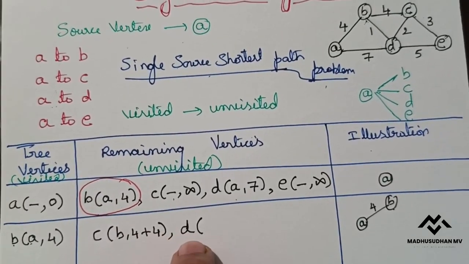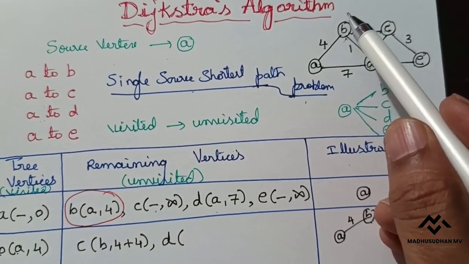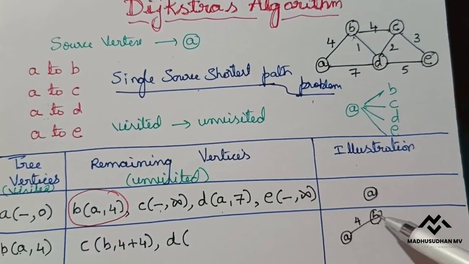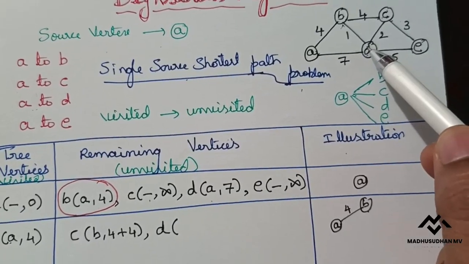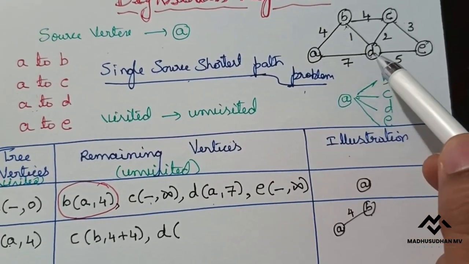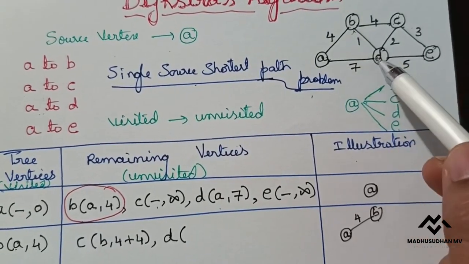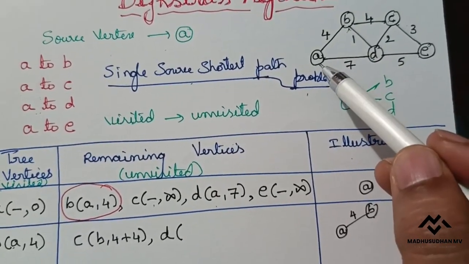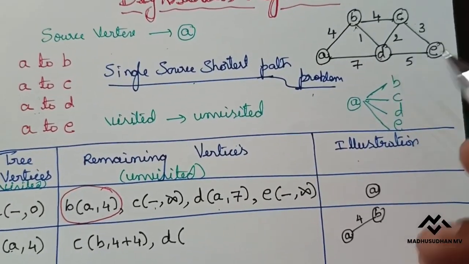So now similarly for D. D earlier is 7. Now check. Right now I'm in B. I moved from A to B. So from B to D is 1. So instead of reaching from A to D directly, if you reach through B like this, my distance is 5. So which is lesser, 7 or this path 5? So this is shortest. So I'm applying this one.